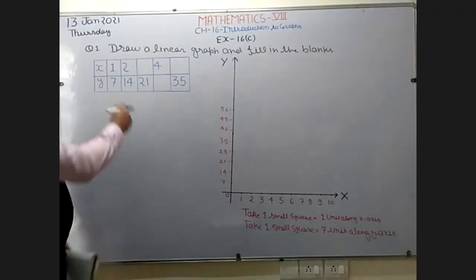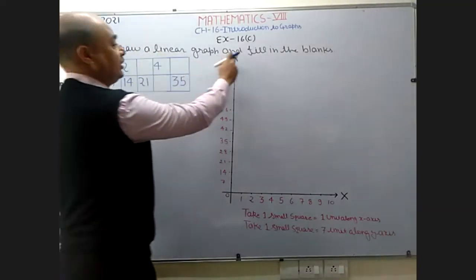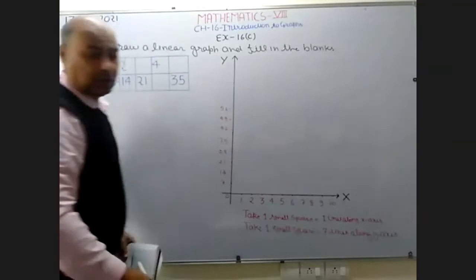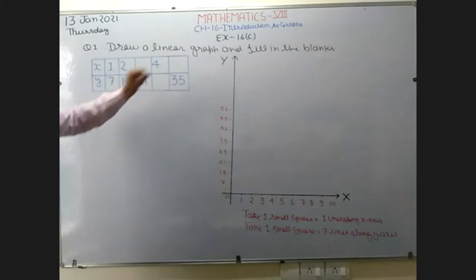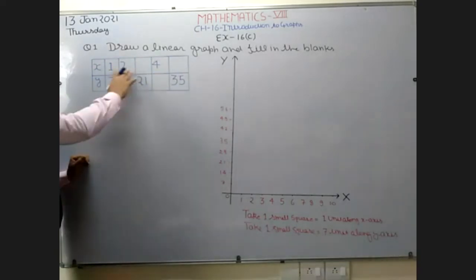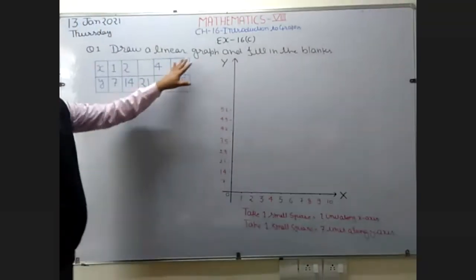In this question, what is given? Draw a linear graph and then fill in the blanks. The first question has this table given. First of all, we're going to complete this table. After completing the table, we're going to draw the graph of this question.